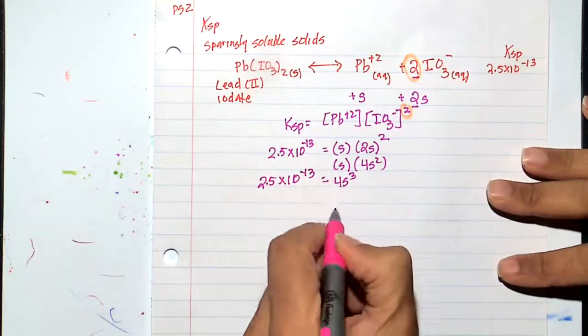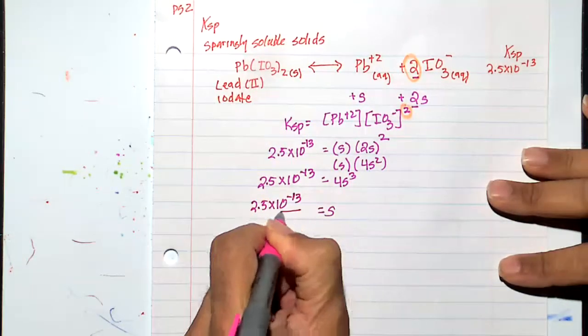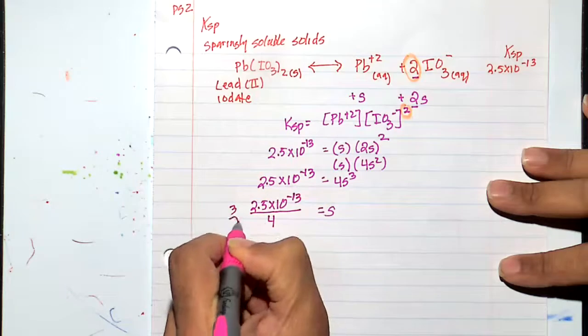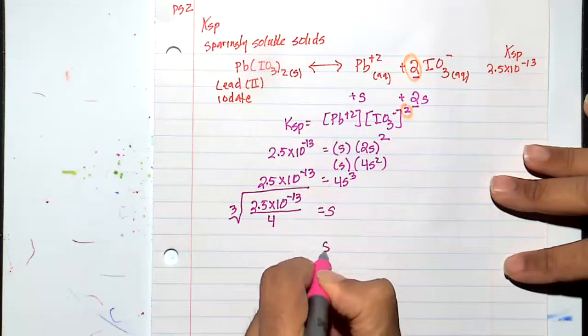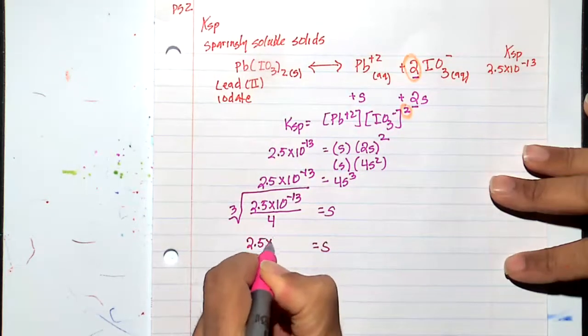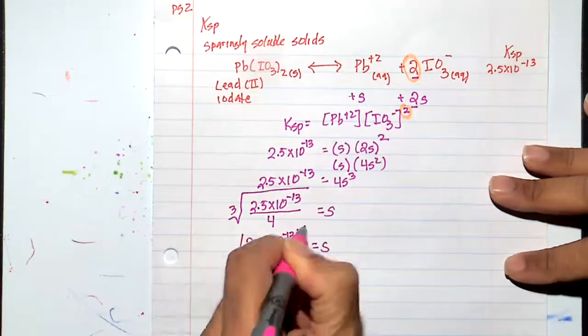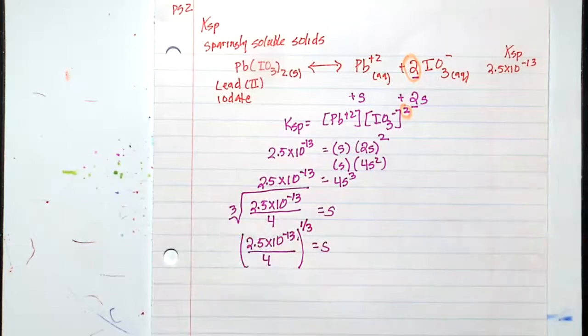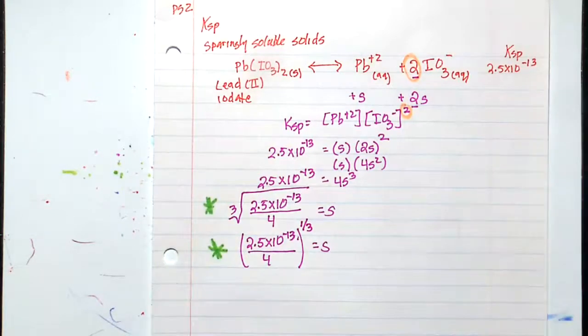We solve for S, and this is going to be 2.5 times 10 to the minus 13 divided by 4. We cube root that to isolate S. If you don't know how to do cube root on your calculator, what I usually do is the same thing: 2.5 times 10 to the minus 13 divided by 4. You raise that to the 1/3. Instead of raising it to the 3rd power, you raise it to the 1/3 power. So these two are the same. These give you the same answer in terms of solubility S.